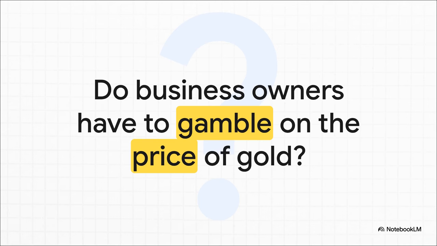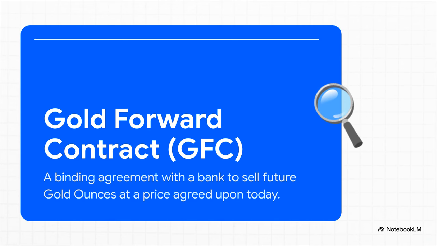So how do you get some certainty? Well, the answer is a pretty neat financial tool called a gold forward contract, or GFC, and it's actually a really simple but powerful idea. The moment the exporter signs their deal, they go to their local bank, and they lock in a future price. They're basically saying, hey, in 90 days, I'm going to receive 2 gold ounces, I want to sell them to you then, but for a price in my local currency that we agree on right now.